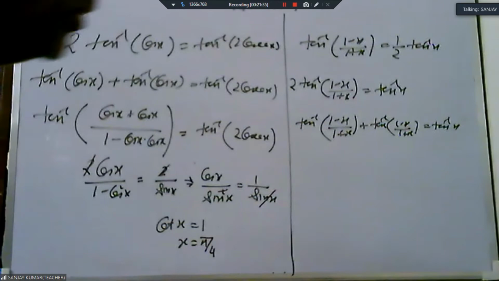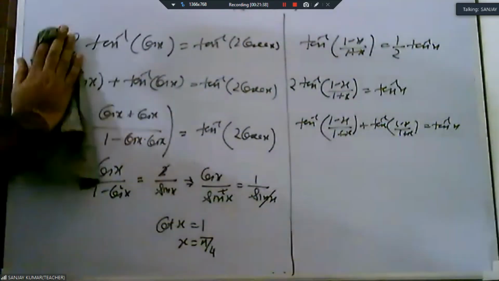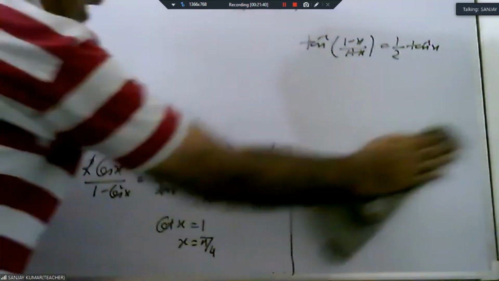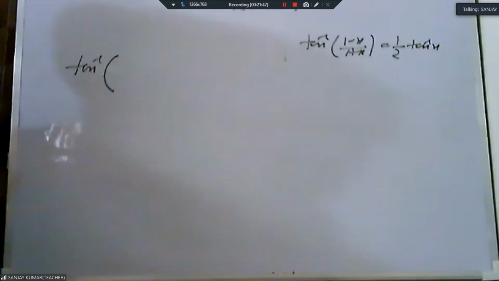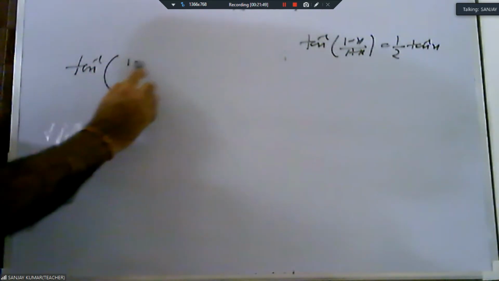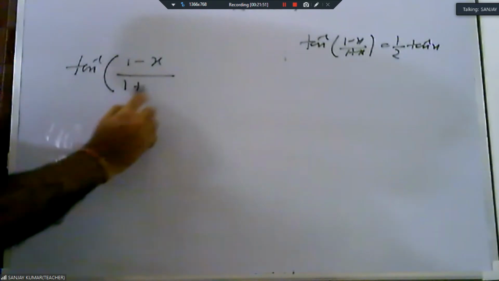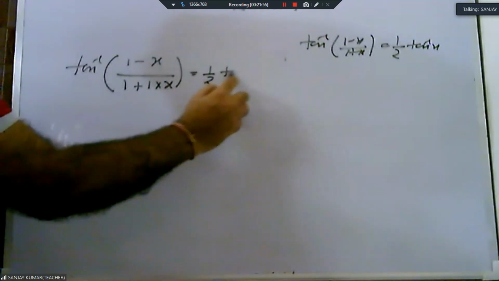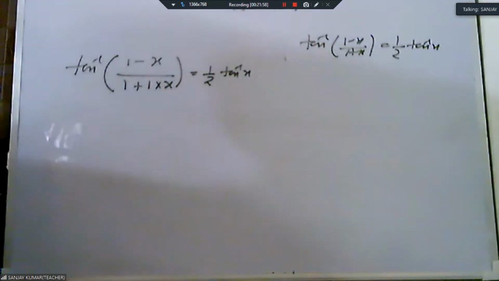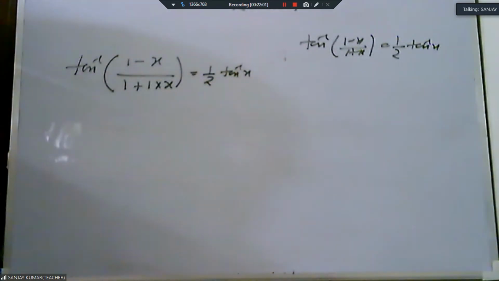Now I am solving this. Okay, now we have a shortcut for this question also. Look, this is tan inverse. This is 1 minus x. You can write 1 plus 1 into x. If you write in this way, slowly your mind will catch on. See what we do here: we apply 1 minus x upon 1 plus x. The 1 plus x we put as 1 into 1 plus x. Okay, I broke it.